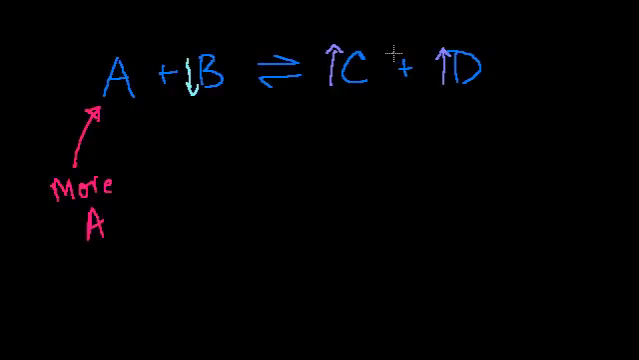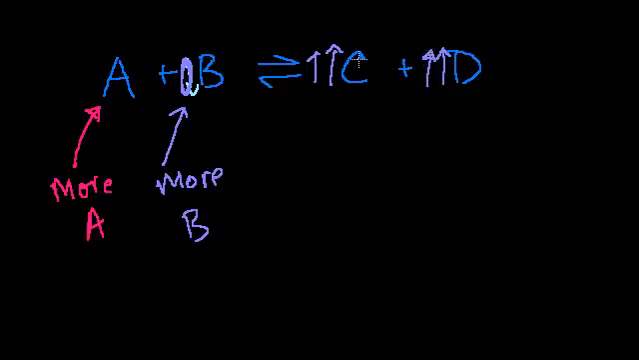Then you'd have more C's and D's, and maybe some of those are more likely to bump and go back in this direction, and eventually you would reach a new equilibrium. But the bottom line is you'll be left with more A, a little bit less B because you didn't add more B. So more B is going to be used to consume with those extra A's you just added. And then those are going to produce more C's and D's in equilibrium. And you can imagine if you added more B as well, then the reaction is going to go in the forward direction even more.